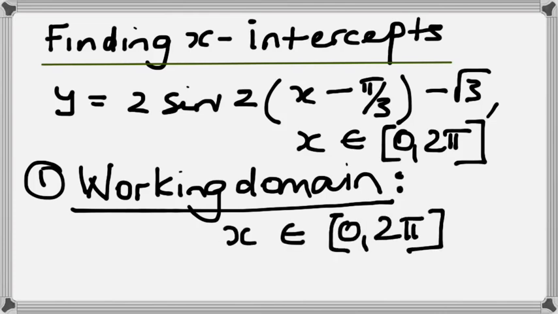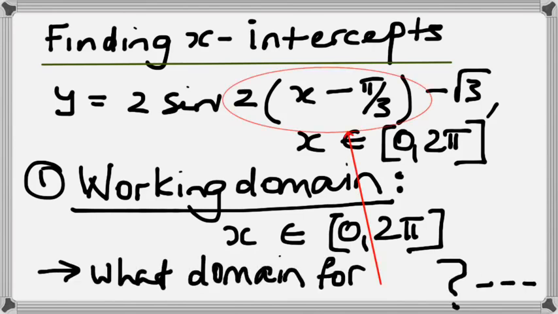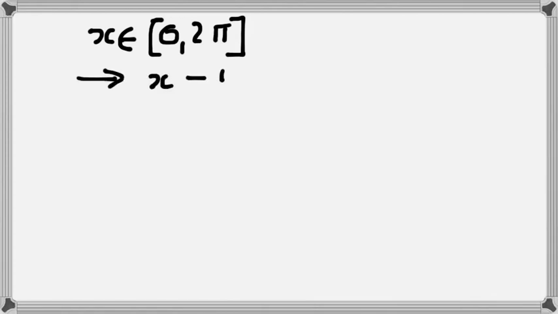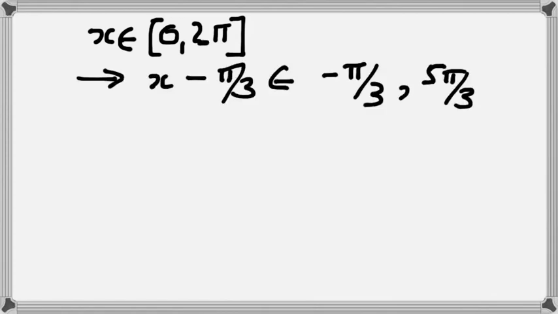So we know that x goes from 0 to 2π, but that's not going to help us with our working domain. The working domain is the domain of what's behind the sine symbol. What domain would we have for that expression behind the sine symbol? That's what I want to address. So x goes from 0 to 2π, and I'm going to build up to that expression behind the sine symbol.